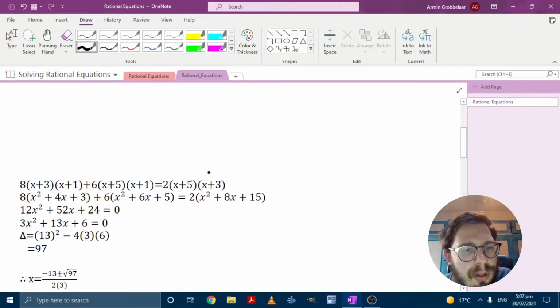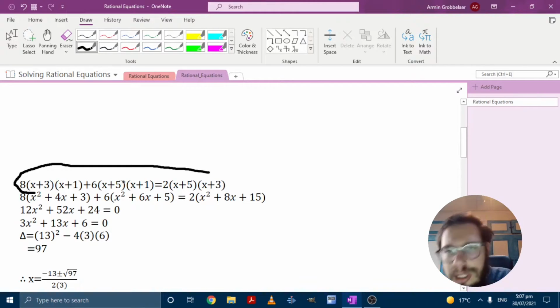So then we're left with this equation here. Don't worry if you don't fully understand it. I'm going to do two extra examples that I'm not going to solve. I'm just going to show you the method that I use.